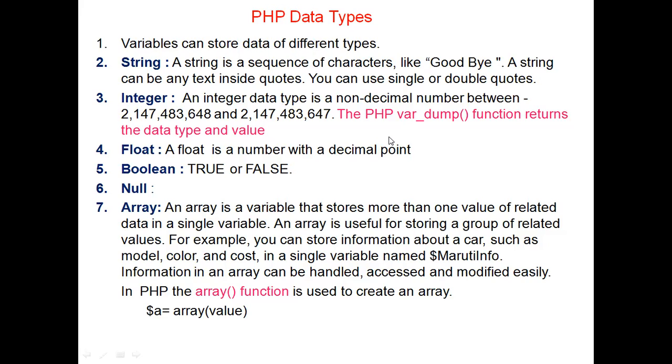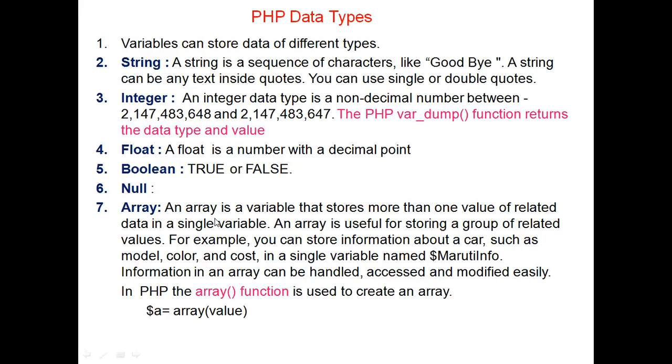And in PHP, there are so many inbuilt functions. How are we going to recognize which type a variable is declared as? So var_dump, this function returns the data type as well as its value. I will show you an example. Then the float, that is with the decimal form. Boolean, that is true or false, null, and the array.